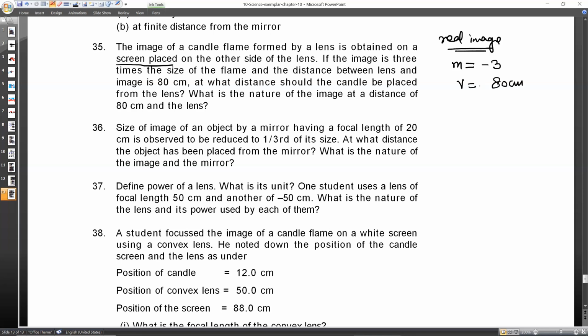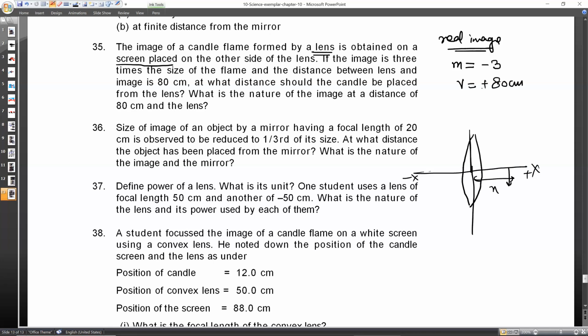Positive. Yes, it will be positive. Why? Because a real image is formed, and a real image by a lens is formed here. If you take this as the positive x-axis, and this is the negative x-axis, then since the image formed is real and formed by a lens on the positive side of the x-axis, it will be considered positive.